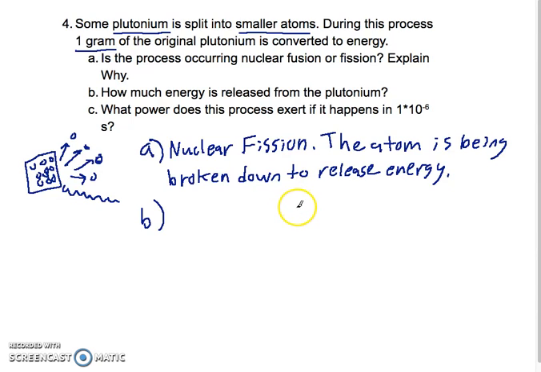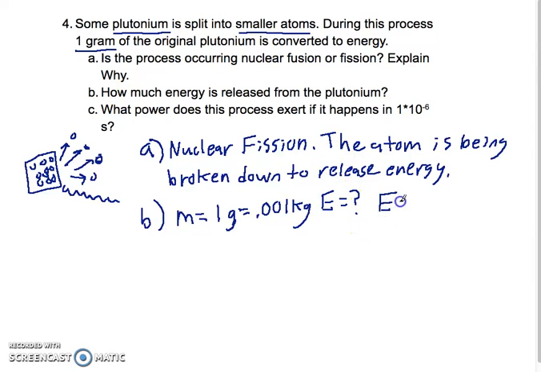So how much energy is released from the plutonium? We have to think about that. We know the mass that gets converted into energy ultimately is 1 gram, or we could also think of that as 0.001 kilogram. And we're looking for the energy that's released as a result of that. Some of it goes into being broken into smaller pieces, and some of it goes to energy. How much energy is that?